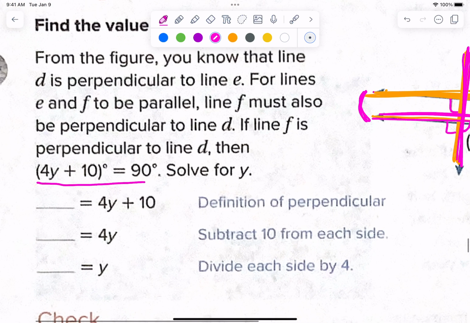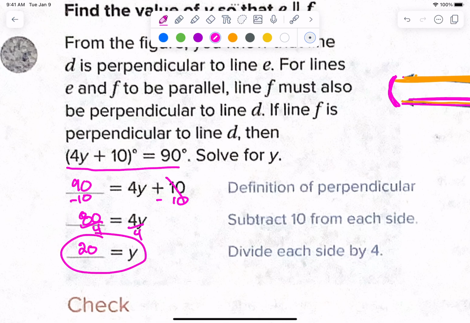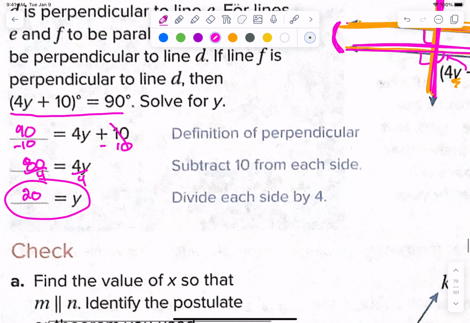So they say 4y plus 10 equals 90. 90 equals 4y plus 10. Let's solve, and I'm going to follow their work. Usually I don't. 80 equals 4y, divided by 4. So y is 20. Okay. All right, now, what theorem did we use that we know?